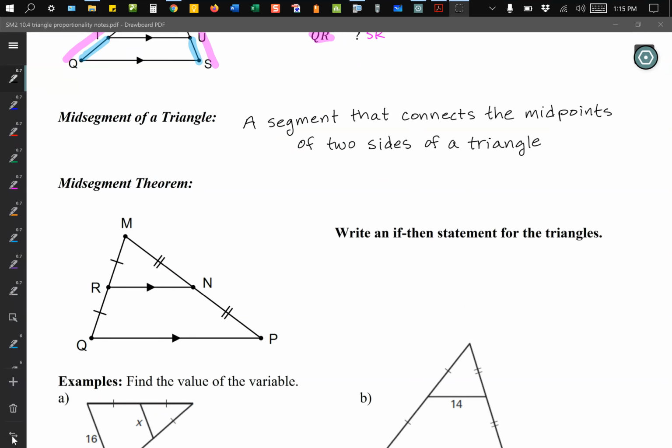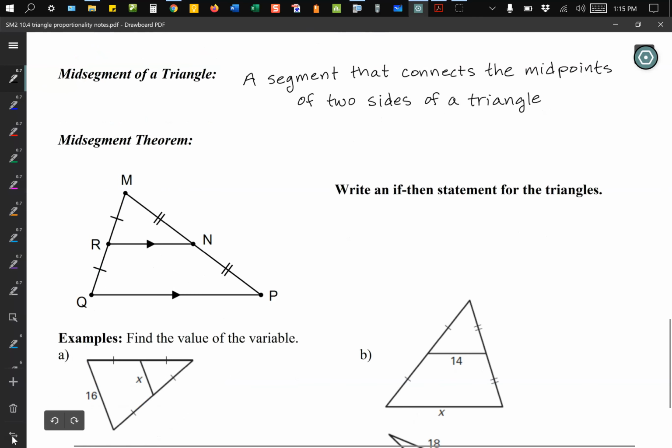The next part of these notes deals with midsegments. So first we need to tell you what a midsegment is. A midsegment of a triangle is a segment RN right here. And segment RN is a midsegment because it connects the midpoints of two sides of a triangle.